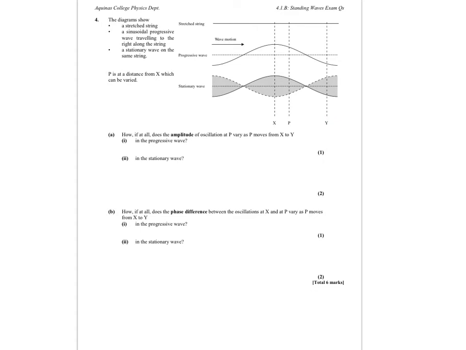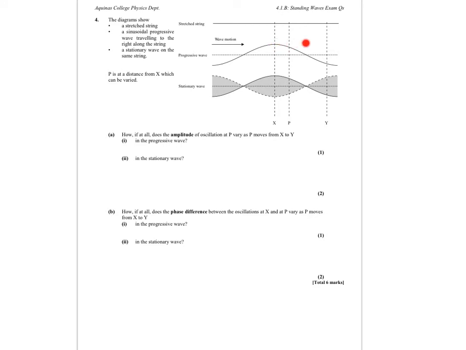So how, if at all, does the amplitude of the oscillation at P vary as P moves from X to Y in the progressive wave? So we need to know what the term amplitude means. Amplitude, remember, means the maximum displacement. You might be tempted to talk about the displacement, which decreases and then becomes negative. That's not what the question is asking for the progressive wave. It's asking for the amplitude.